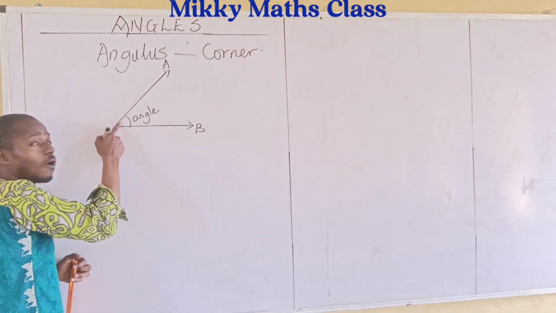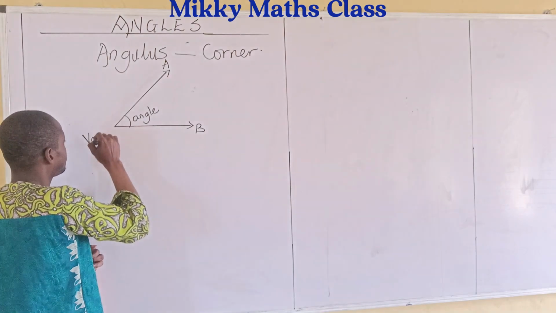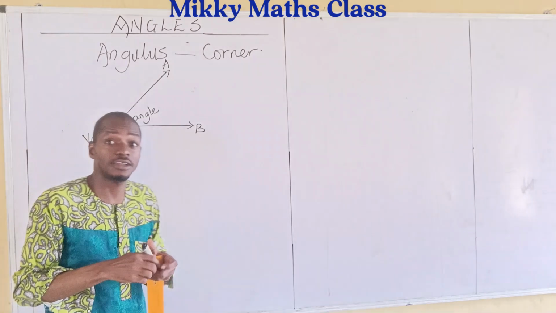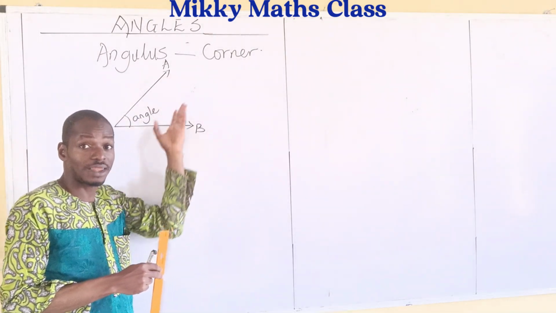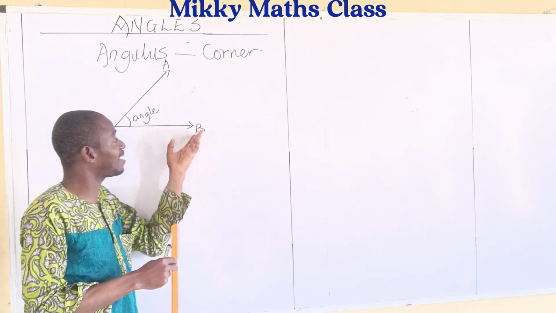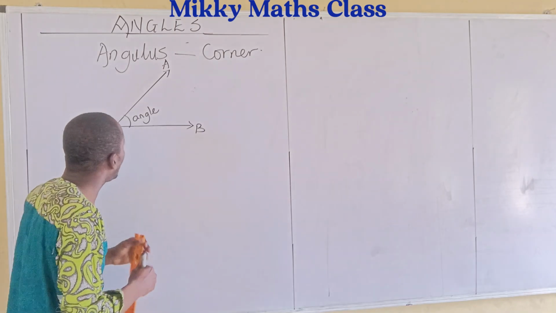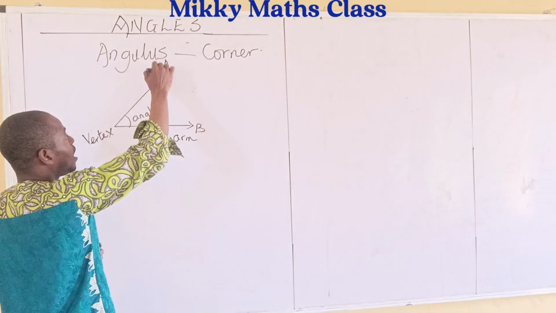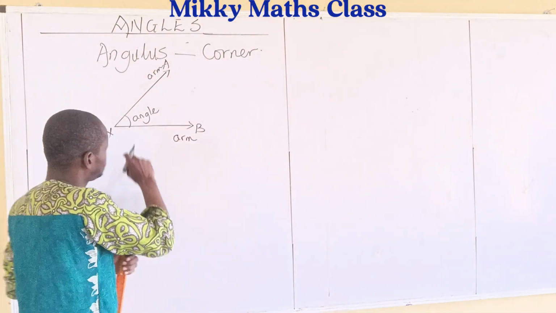Now, this common end point is also what we call the vertex. That's the corner where the two straight line segments meet. It's called the vertex. Now, this is the arm. This can be called the arm, the two arms. They meet at a common end point.